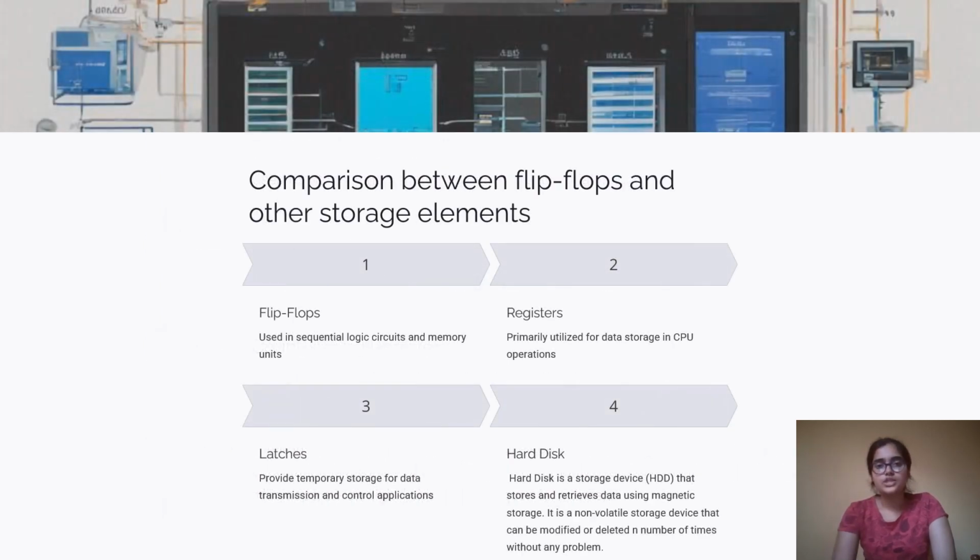Coming to the comparison between flip-flops and other storage elements, first, flip-flops are used in sequential logic circuits and memory units. The second is the register, primarily utilized for data storage in CPU operations. Third is latches, which provide temporary storage for data transmission and control applications. Fourth is the hard disk. It is a storage device that stores and retrieves data using magnetic storage.